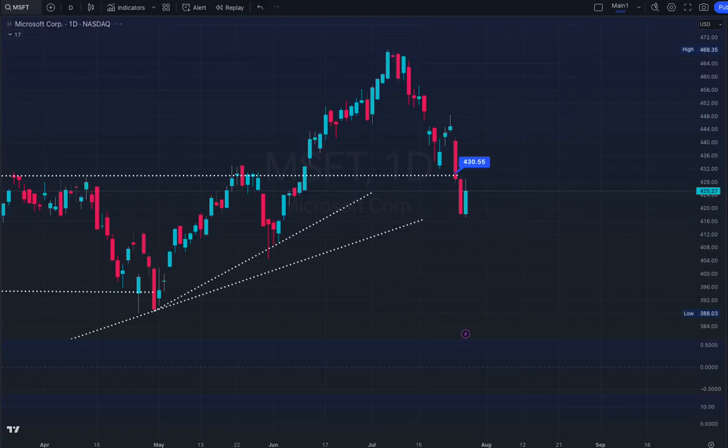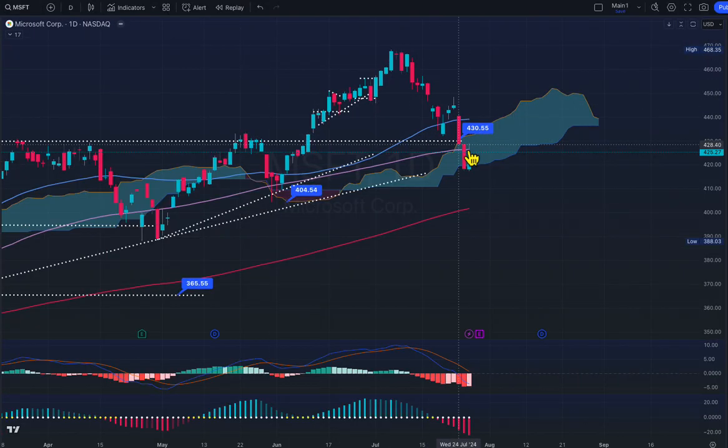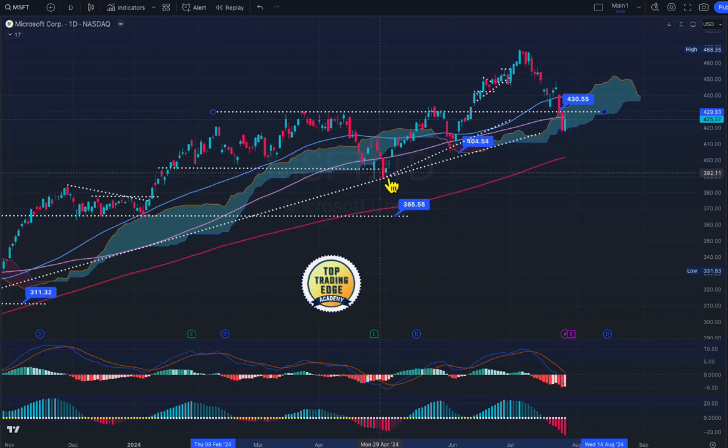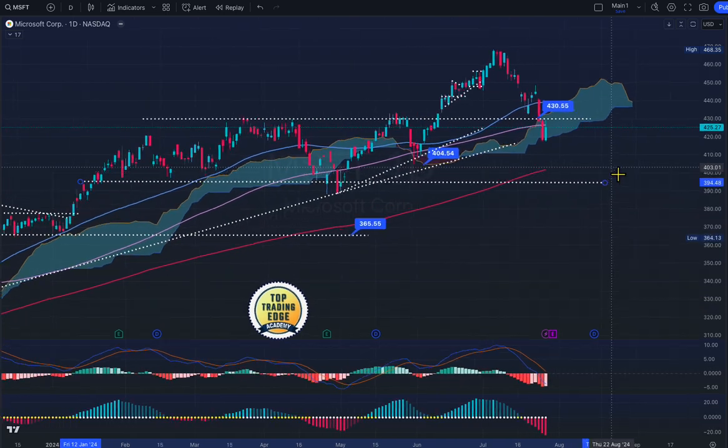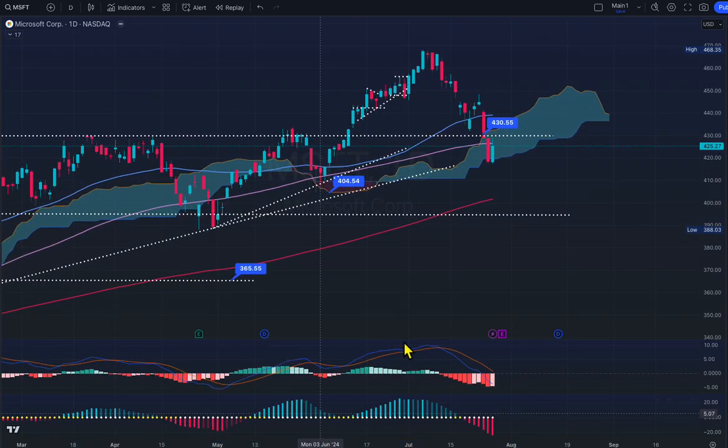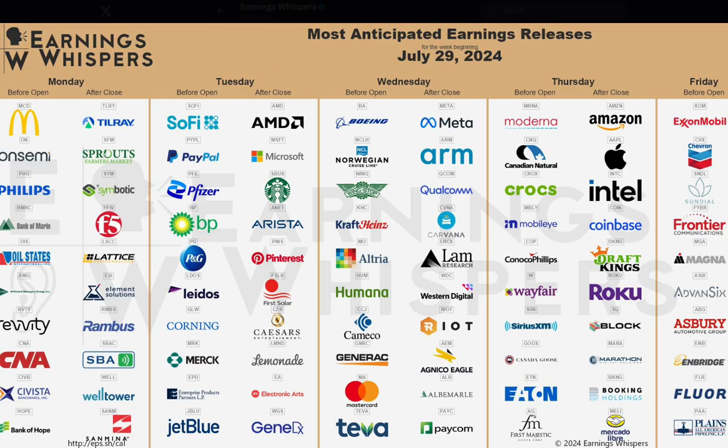Microsoft got a resistance, folks. Wow. So Microsoft looking weak. Yes. So Microsoft could go to the 200 SMA also, folks. So keep our eyes on it. Microsoft 395.